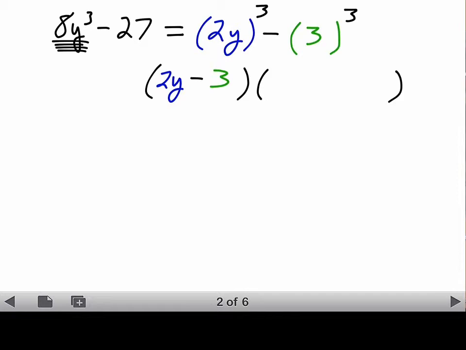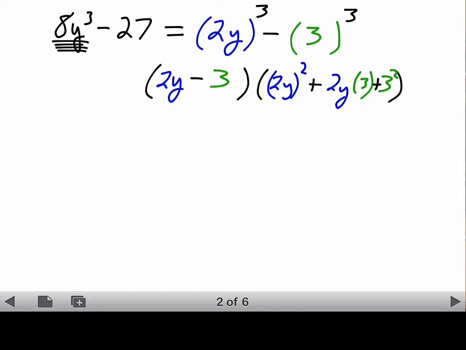Then we're going to use the pattern here, 2y squared plus 2y times 3 plus 3 squared.